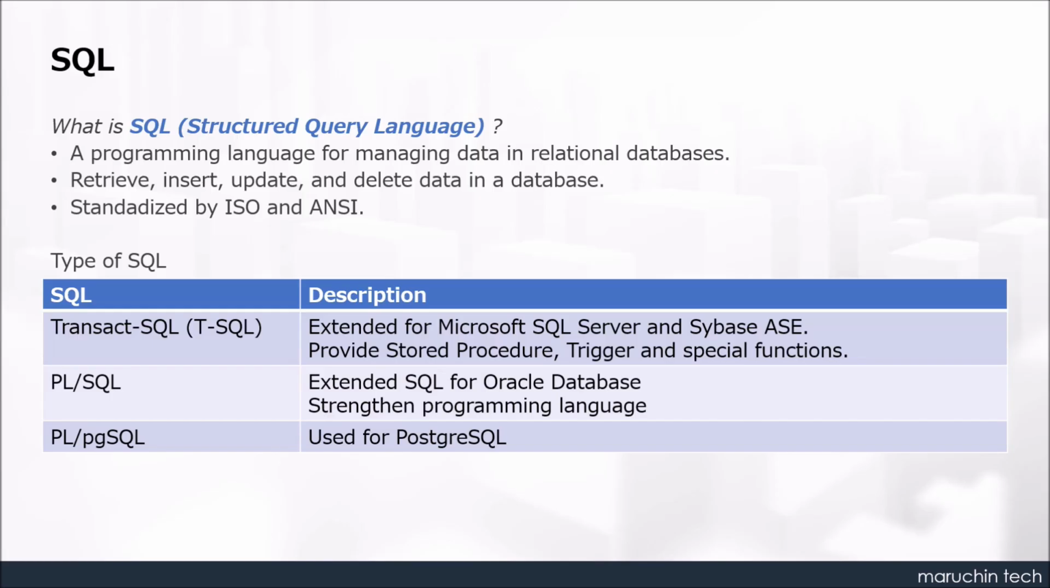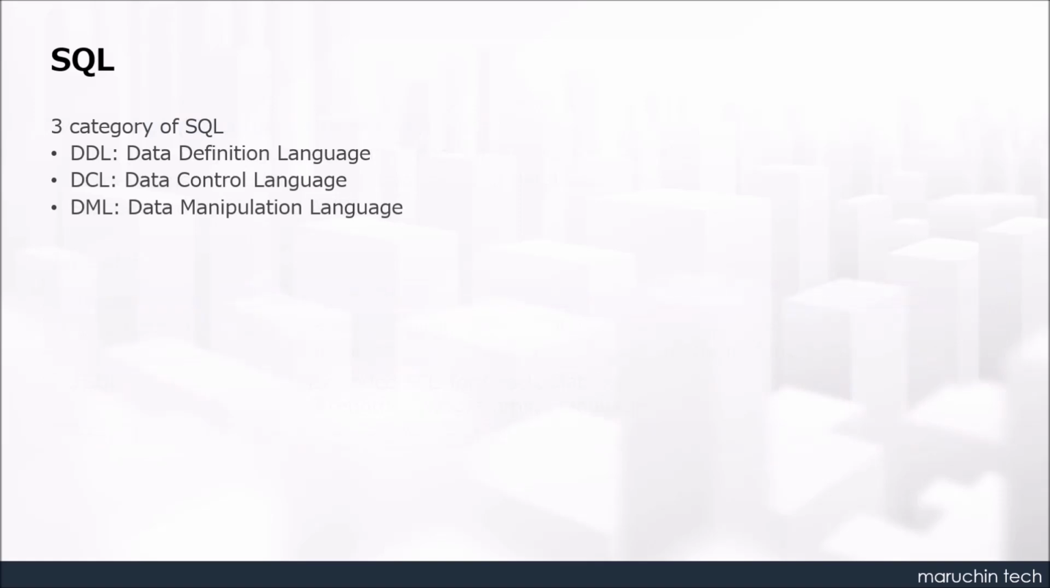Just for reference, it can be pronounced as S-Q-L or sequel. The sequel pronunciation is common in English-speaking countries due to SQL's origin from the term Structured English Query Language, SEQUEL, of IBM. There are three types of SQL as described here. Starting in the next chapter, I will introduce the characteristics of each.